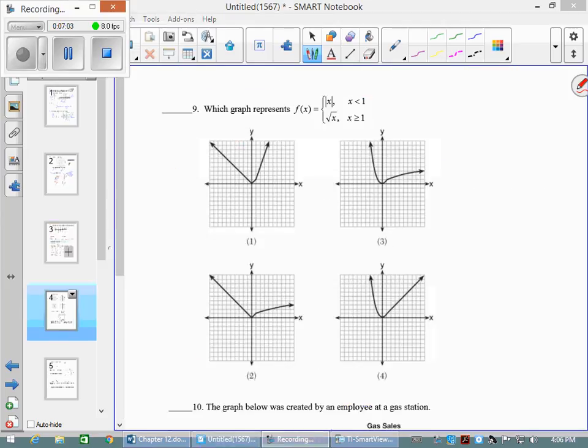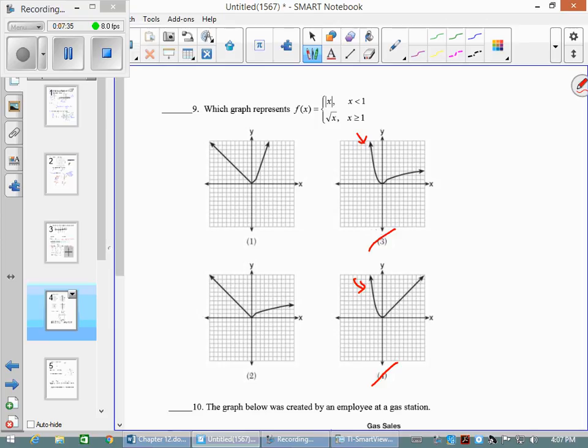Okay, so number 9 wants to know which graph represents this piecewise function. So our first part of it is our absolute value function, and they're saying that's when x is less than 1. So if we look at our graph, option 1, that would work. If we look at option 2, that would work because we have our absolute value graph. Option 3, this is our quadratic over here, so that could not be it. And option 4, we also have a quadratic over here, so that cannot be it.